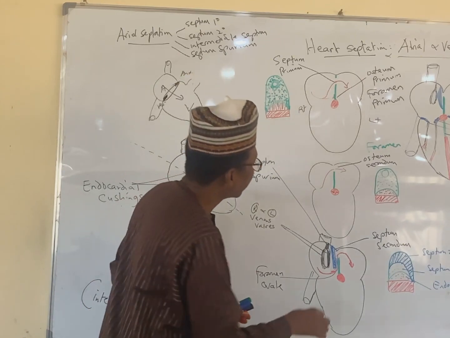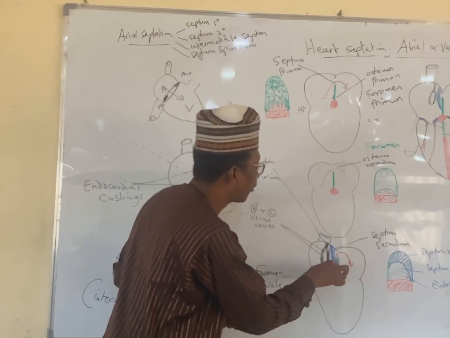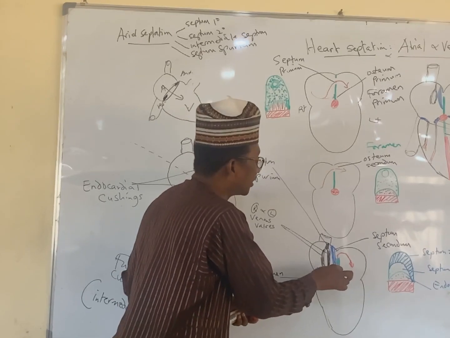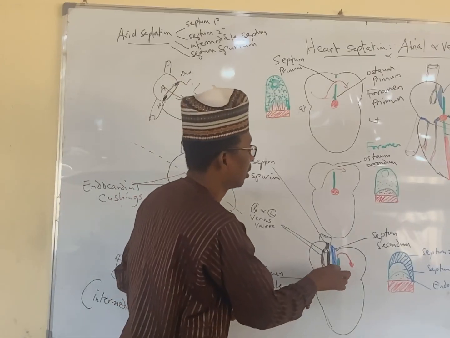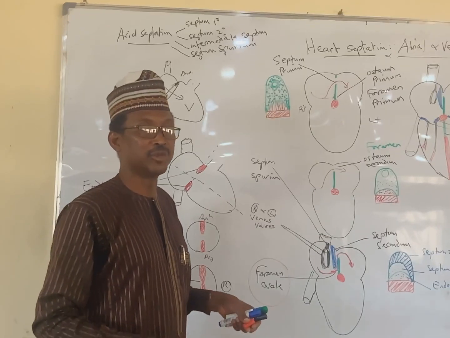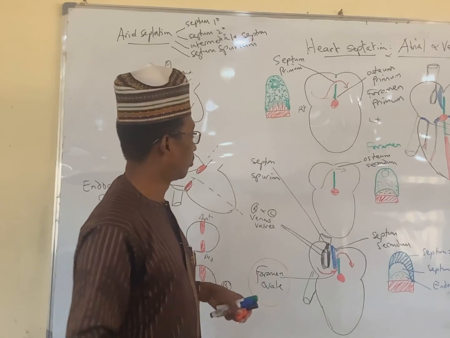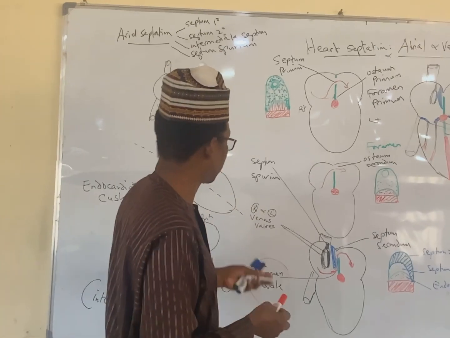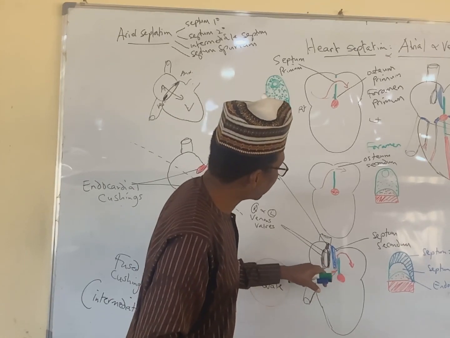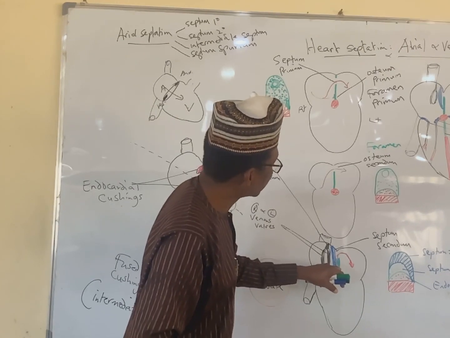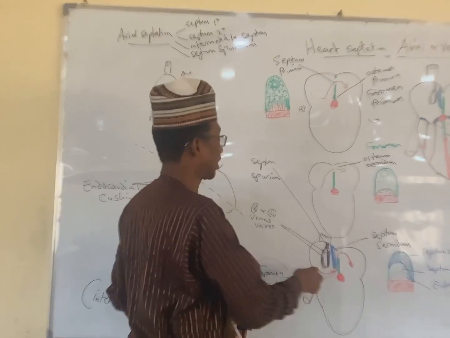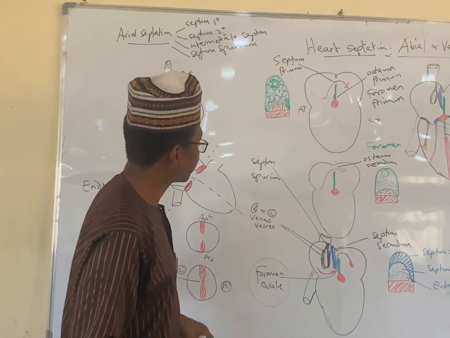Are you clear? This foramen that is now formed between the lower margin of the septum secundum and the septum primum is what we call foramen ovale. Depending on what you decide to call it, the pronunciation is foramen ovale. So you have a foramen ovale, giving a chance for blood to pass from the right side of the heart between the septum secundum and the septum primum, so that the blood can now pass into the left atrium.